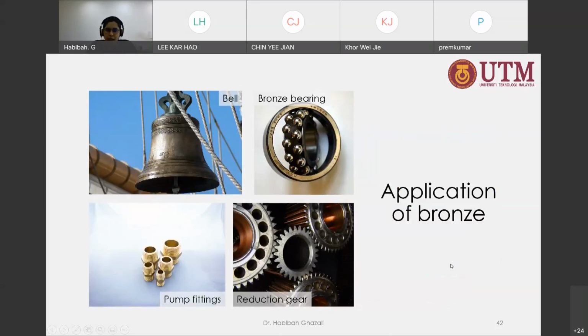A lot of bronze bearings are made of these materials, as well as reduction gears and pump fittings. But as you can see from the production of copper, it is quite an expensive material. So it's actually used in very high performance and quite expensive applications. For example, in expensive watches, the gears inside are made of copper, and some of them are made of bronze.